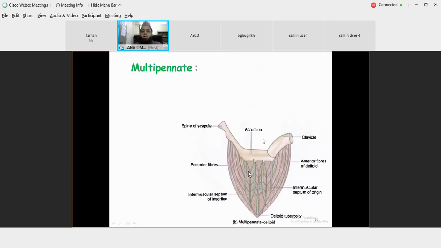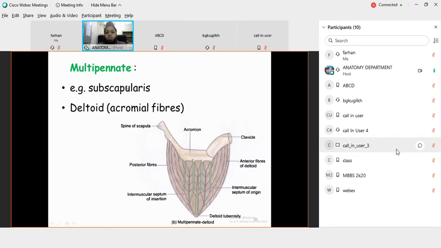Now moving to the multipinnate structure, a very important muscle. This is a muscle of the upper limb, part of the bone clavicle, then scapula, which has got acromion process and the spine of scapula, and the muscle is subscapularis, one muscle, and the deltoid. Deltoid, very important muscle for abduction, and this has got plenty of fibers, anterior, posterior, and the acromial fibers. These acromial fibers of deltoid are basically multipinnate in structure.